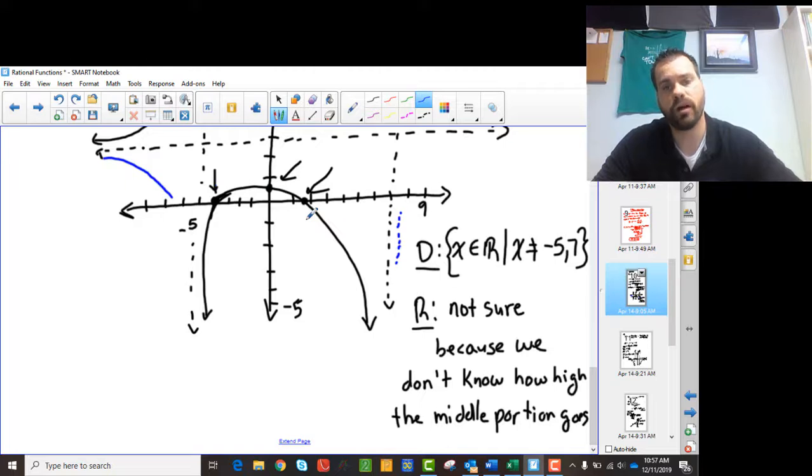So that's how you draw rational functions. I'm going to leave it there. We'll do more examples in class. If you have any questions, you can bring them to class. But that's the concept of drawing a rational function.